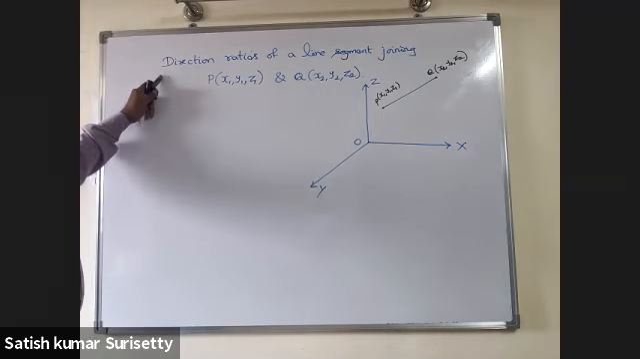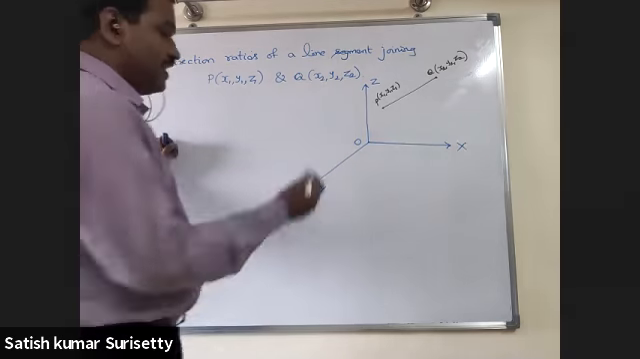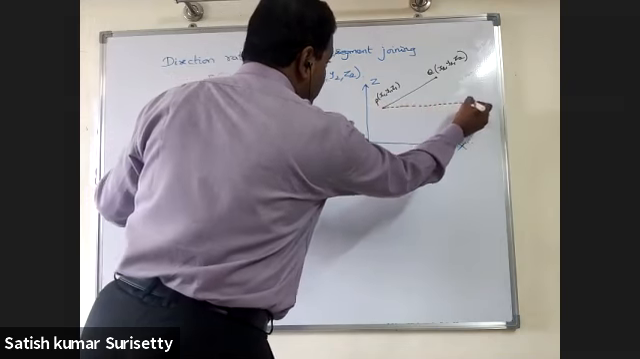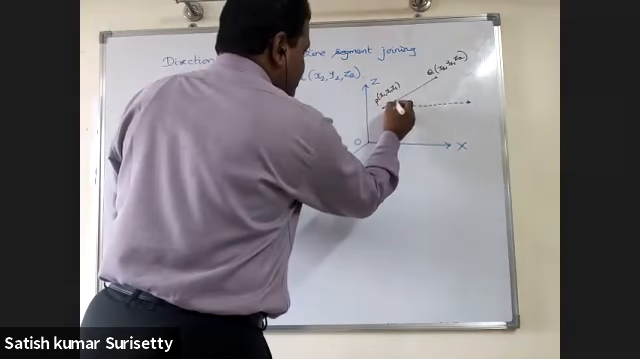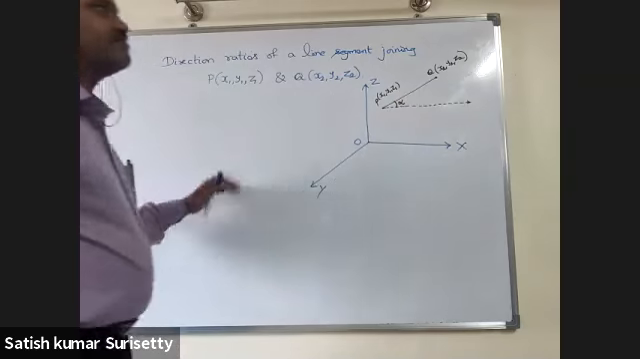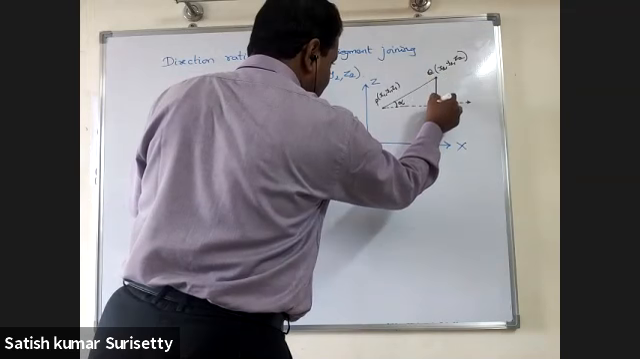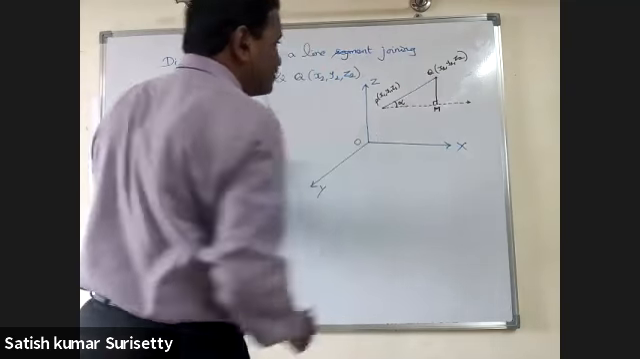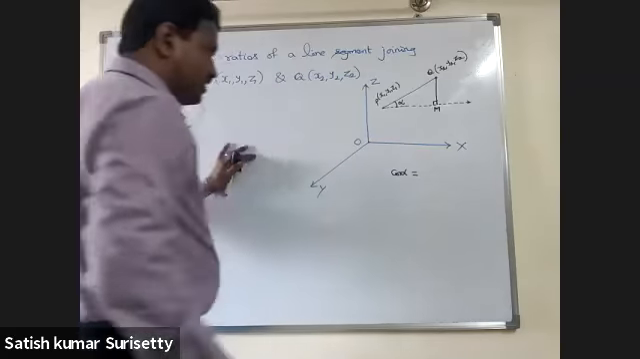Direction ratios of a line segment joining P(x1, y1, z1) and Q(x2, y2, z2). Now, if I consider alpha, beta, gamma as the direction angles made by PQ with the positive x-axis, y-axis and z-axis, then this angle will be alpha. Now, when I draw a perpendicular from this, let us say this is M. So from this figure, tell me what is cos alpha equal to?